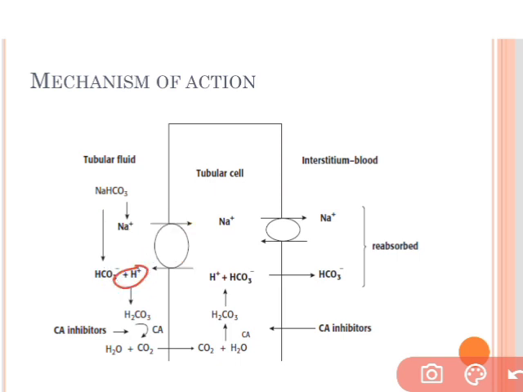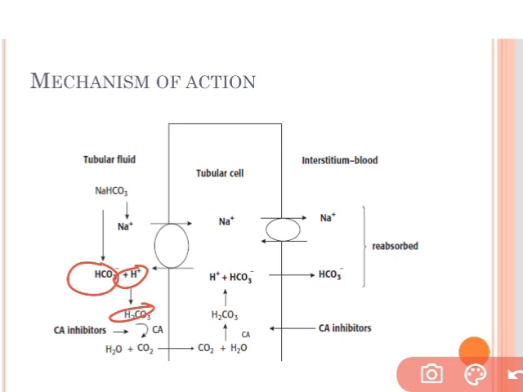When this hydrogen ion combines with the filtered bicarbonate ion, again there is a formation of H2CO3. This H2CO3 is again split into H2O and CO2, and again that H2O and CO2 diffuse into the tubular cell from the tubular lumen, and this cycle continues.